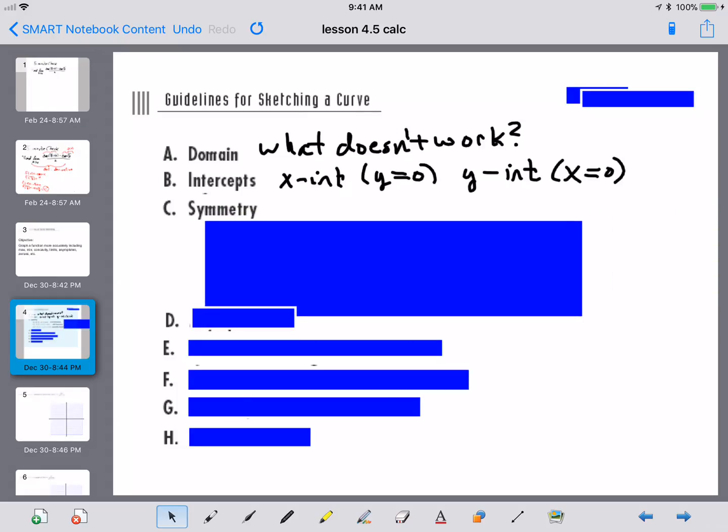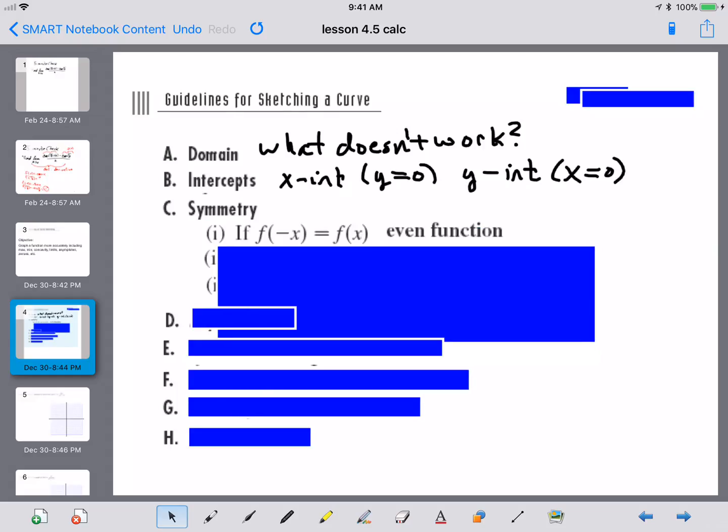Let's talk about symmetry. Symmetry can really help you here. Because if you know the symmetry of the function, let's say that it has y-axis symmetry, you can draw what's on one side of the y-axis accurately, and then you can just model the exact same thing on the other side. So by knowing the symmetry, we really know a lot about the function. Remember, if it's an even function, it has y-axis symmetry.